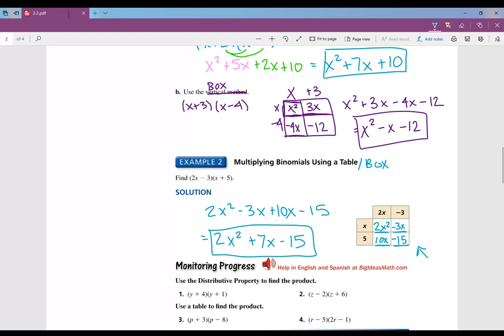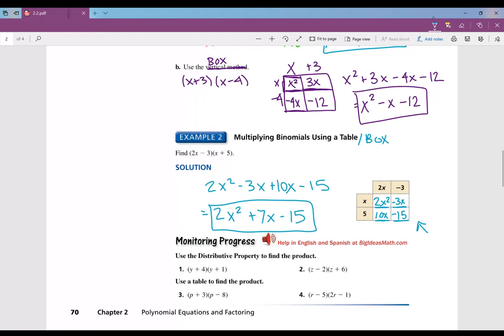Okay, so I want you guys to practice these. So you're going to do monitoring progress questions number 2 and 4. On number 2, you're going to distribute, and on number 4, you're going to use a box.